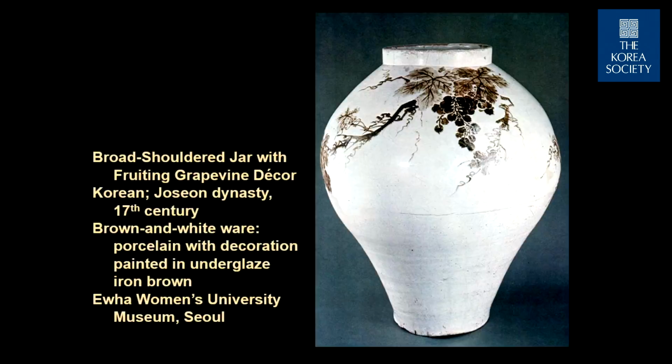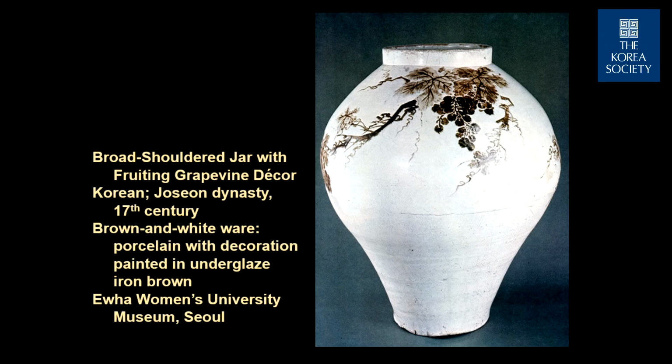It's not just this piece. Look at this. This is one of the great marvels of Chosun period painting in underglaze iron brown. This is in the collection of the Ewha Women's University Museum, a national treasure, of course. It is a branch of fruiting grapevine. But notice how different this is from Chinese ceramics. First of all, the underglaze iron brown. But as I'll show you in a minute, the Chinese love their very elaborate formal borders.